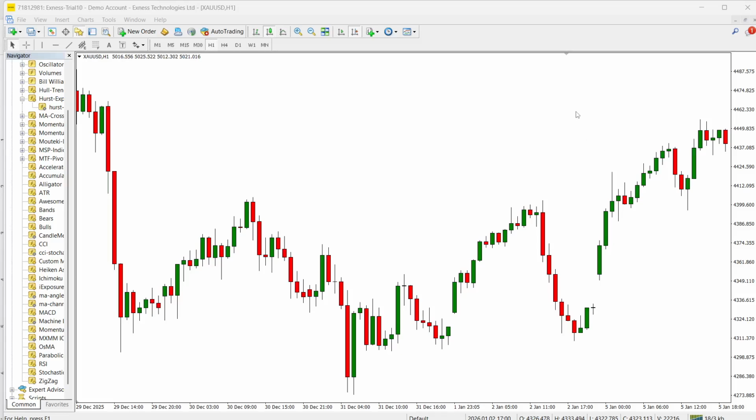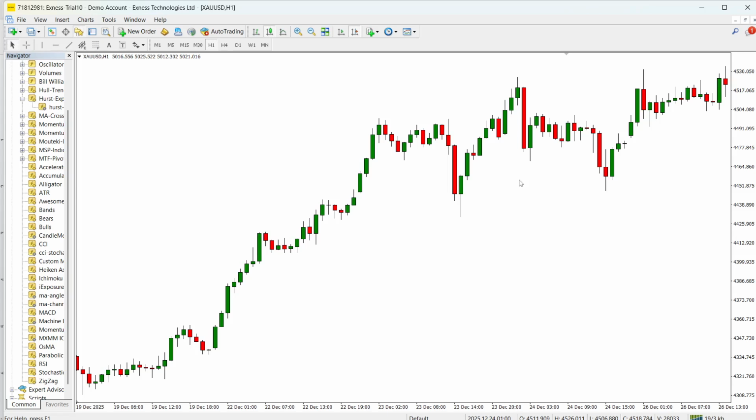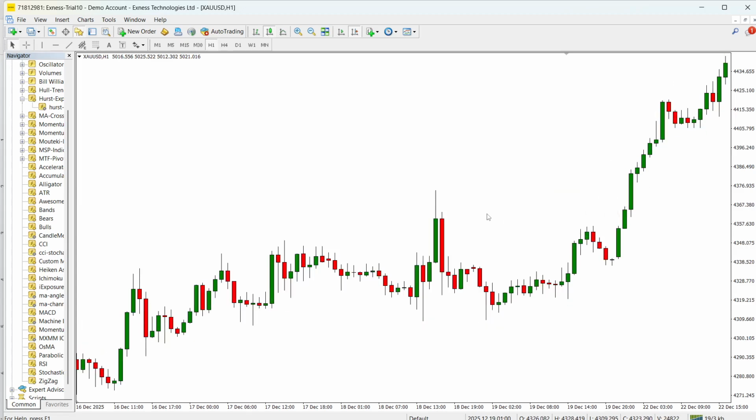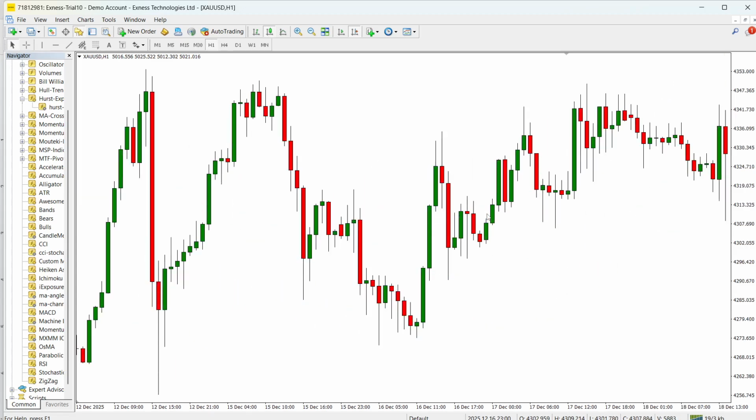Hello traders. In today's video, we are exploring the ICT Bullish order block strategy. This approach focuses on identifying specific price zones that the ICT framework considers as areas of institutional buying interest. Let's get right into it.